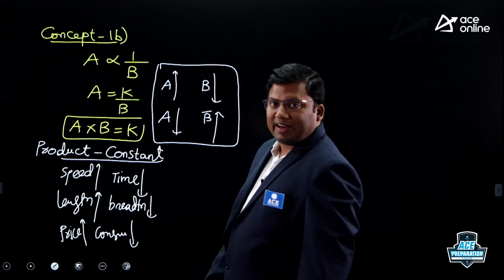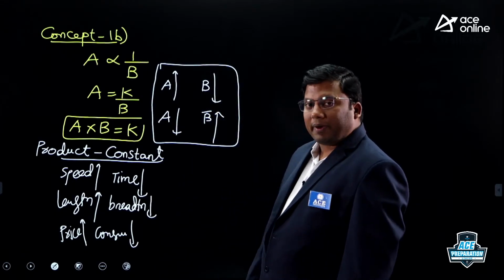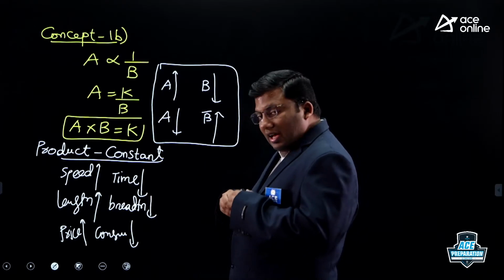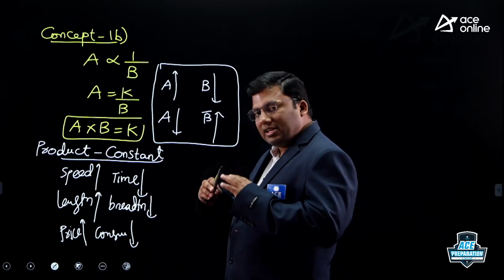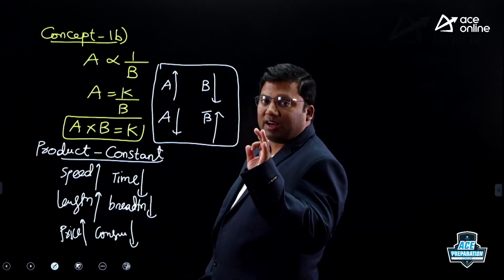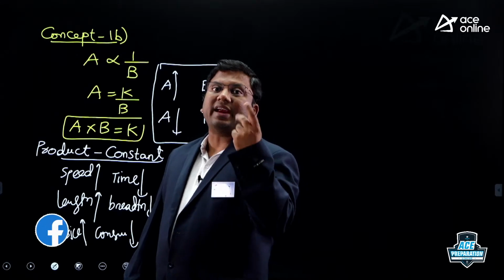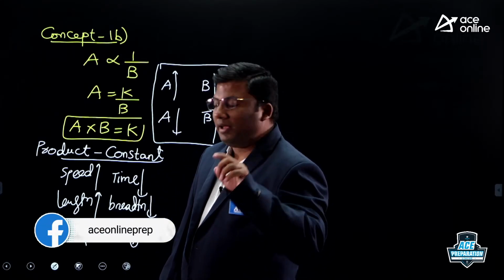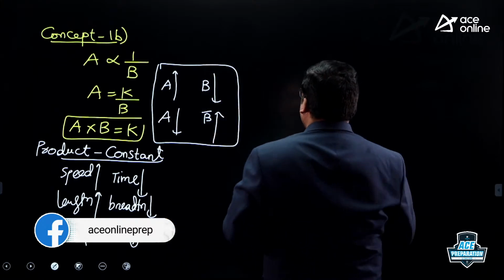I hope the idea is clear. Product of two parameters is constant. Speed increases, time decreases. Length increases, breadth decreases. Price increases, consumption decreases. Concept 1A, when A and B are directly proportional to each other. Concept 1B, when A and B are inversely proportional to each other.